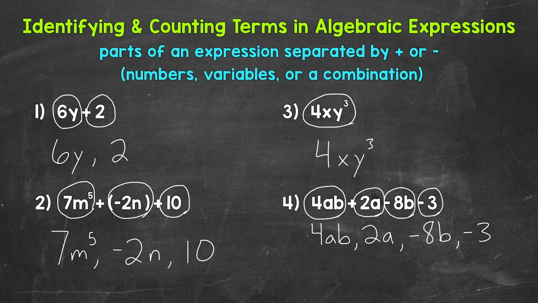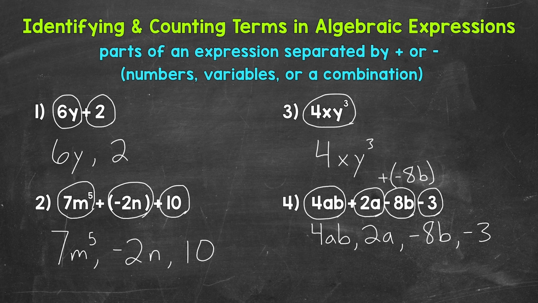Now, before we end here, I do want to mention one more thing, and it's about rewriting algebraic expressions using only addition. This will make it a little simpler to identify terms, especially the negative ones, because everything will be separated only by addition. Now, we can rewrite algebraic expressions using only addition by rewriting subtraction as adding the opposite. So for example, where we subtract 8b, we need to add the opposite. We are subtracting a positive 8b, so let's add the opposite. The opposite of a positive 8b is negative 8b.